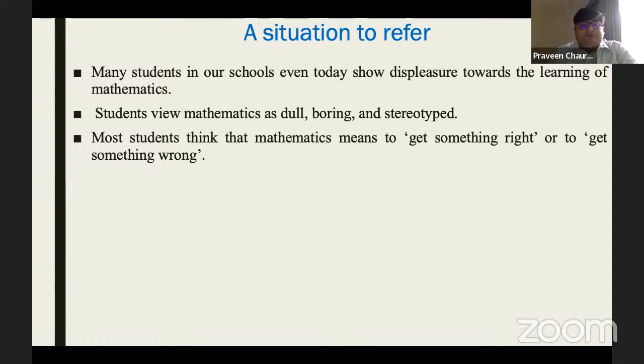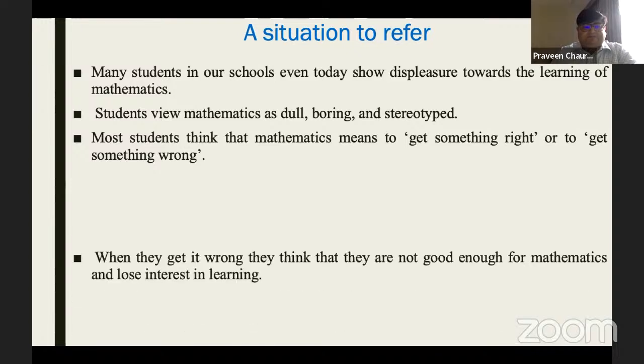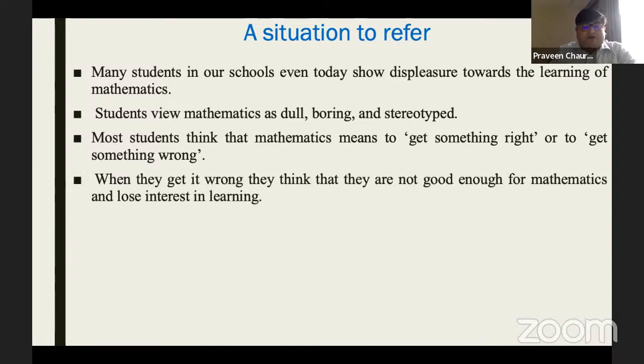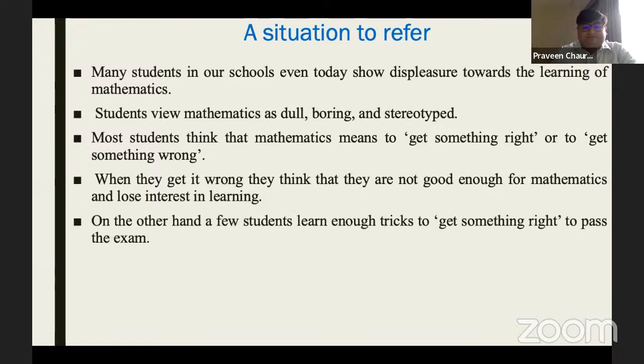Most students think that mathematics means to get something right or to get something wrong. The students are just referring to whether we are getting something correct or something which is not correct. And when they get it wrong, they think that they are not good enough for mathematics and lose interest in learning. On the other hand, a few students learn enough tricks to get something right to pass the exam.